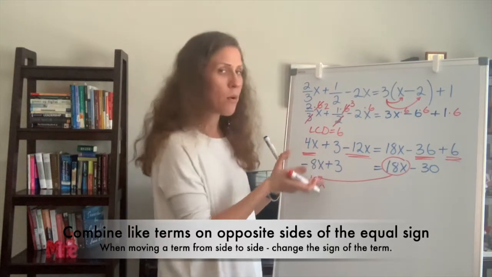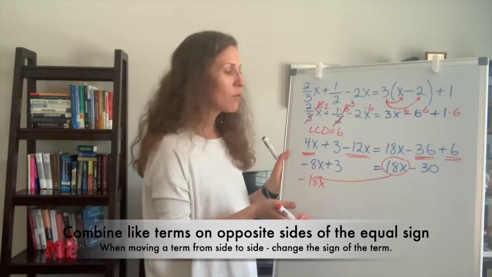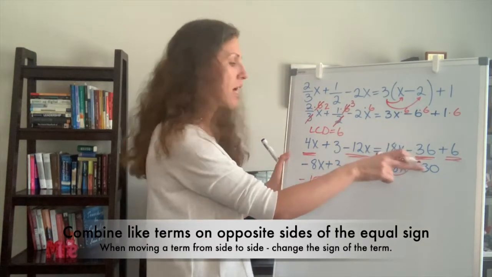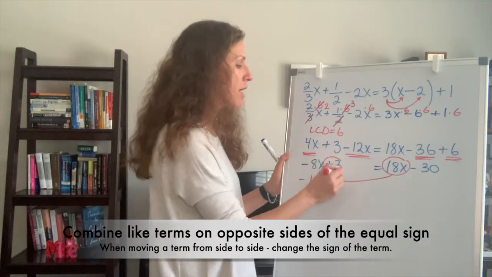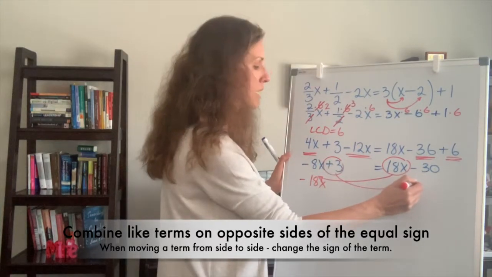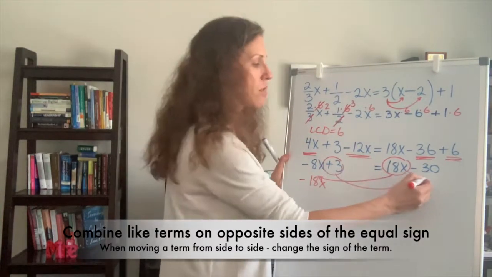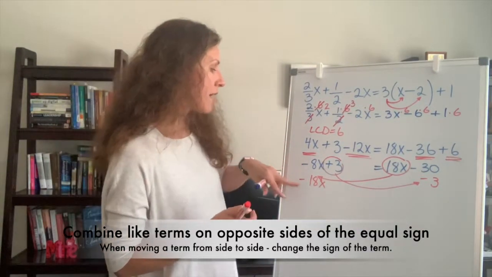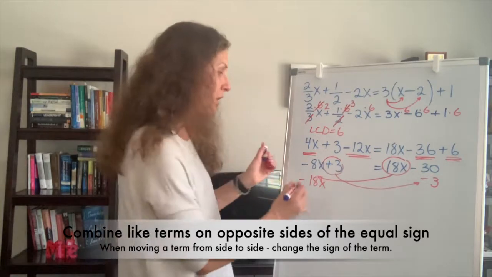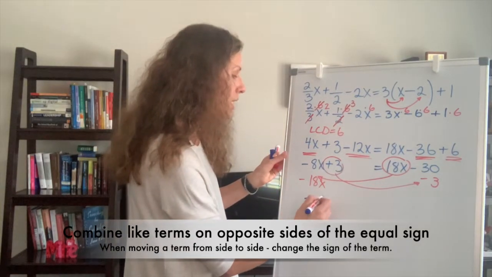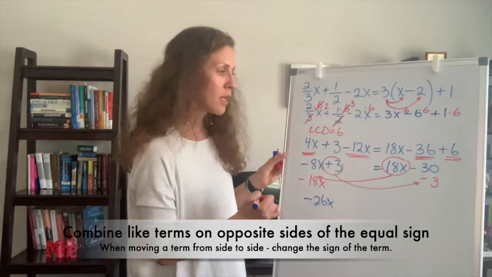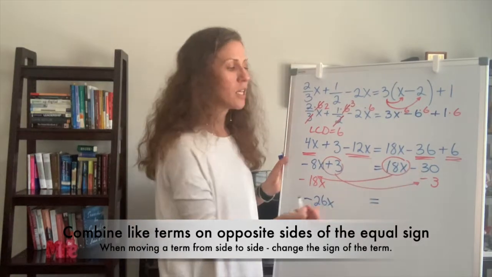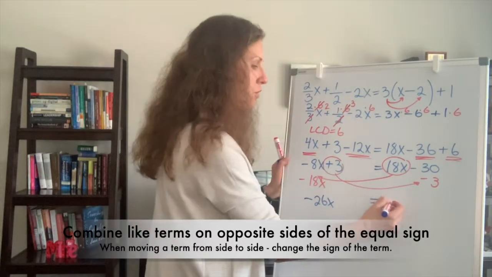Since my x's both ended up on the left side, I'm going to take the numbers that have no x's, the free terms, and put them on the other side. So that would require taking this positive 3 and moving it here to the right side, and that will make it negative 3. So let's see what we have after we combine them. Negative 8 and negative 18 together will give me negative 26x. And then here on the right side, negative 3 and negative 30 together is negative 33.